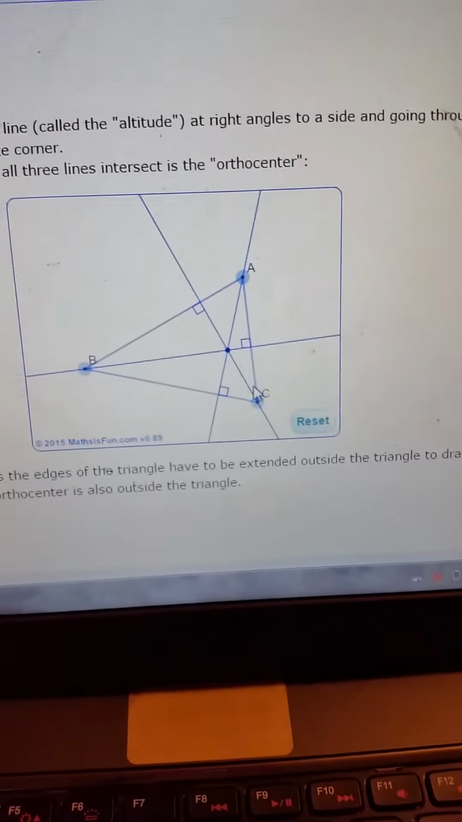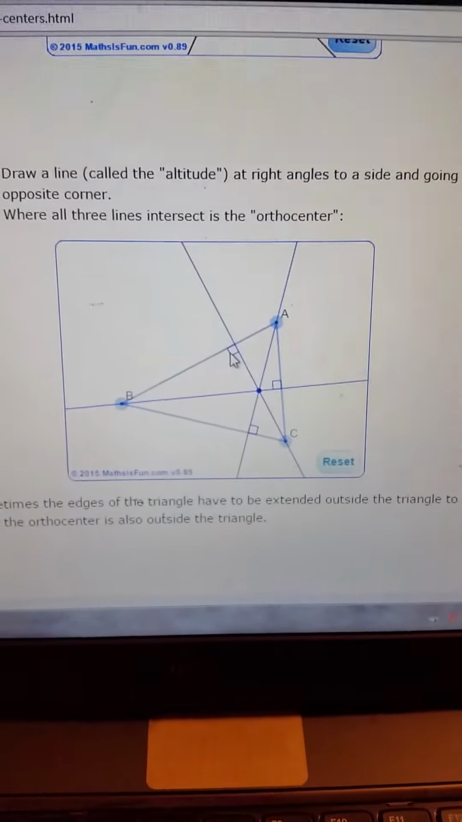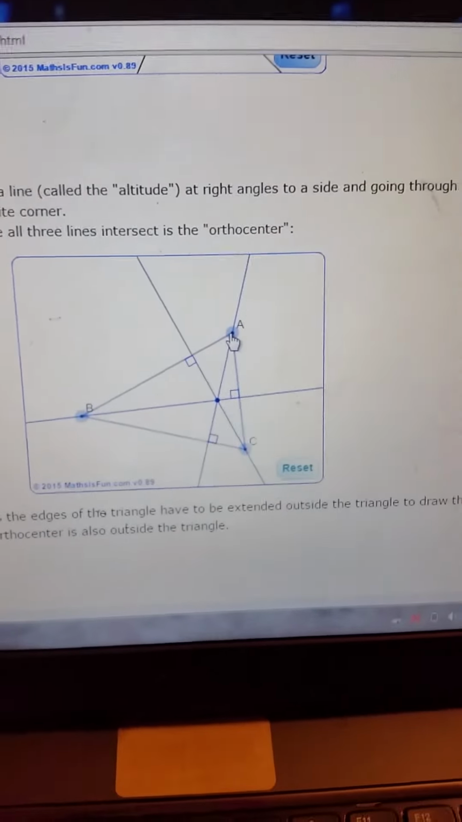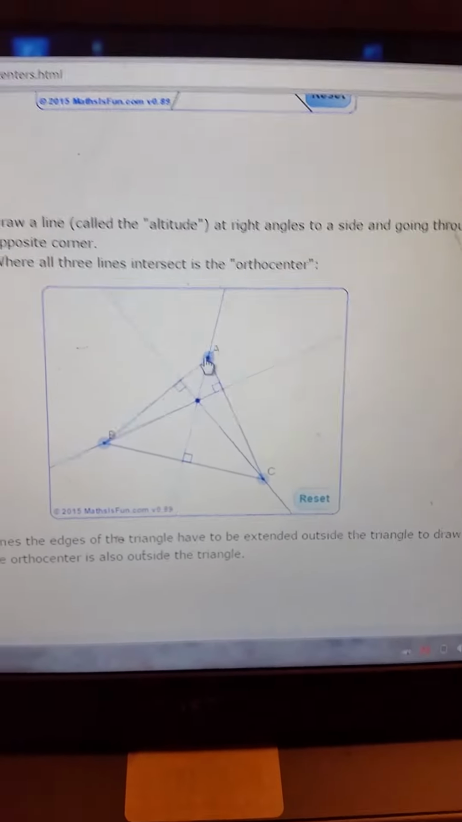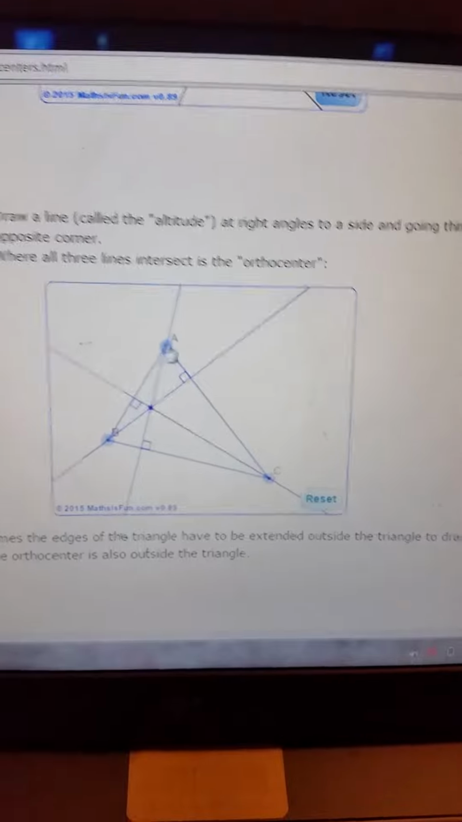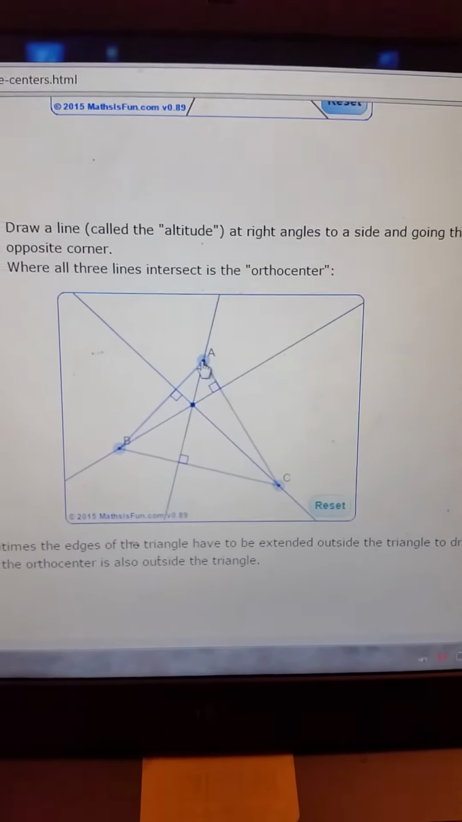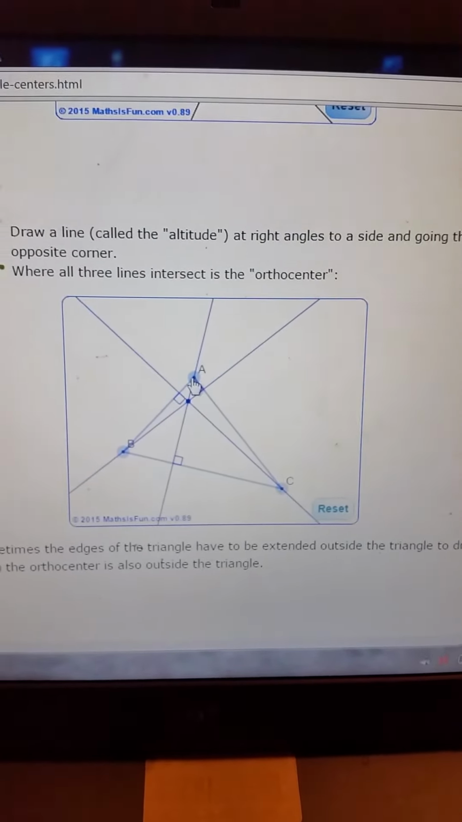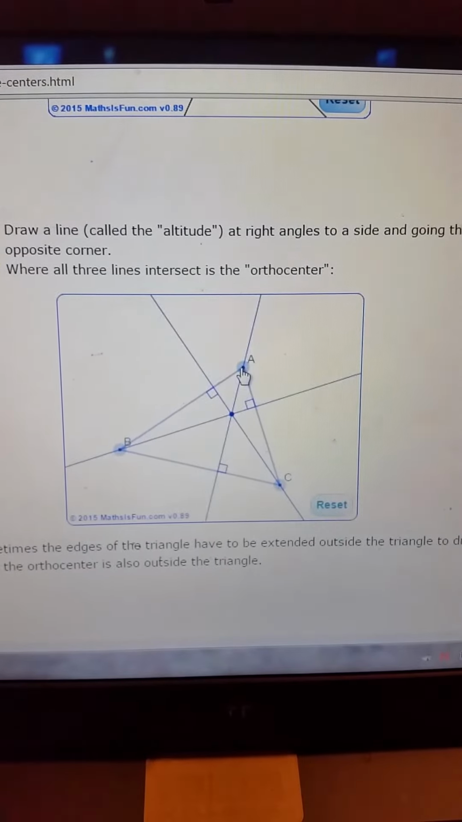All right, for our last triangle center, we have orthocenter. And you can see these are altitudes. They go through the vertex. They make right angles, but there are no tick marks. And as I take point A and move it around, you see the orthocenter moves around. As long as my triangle is acute, my orthocenter stays inside. It moves around a lot, but it stays inside.